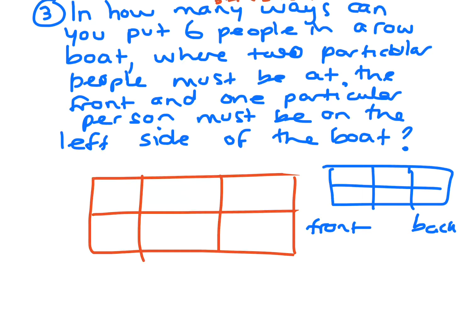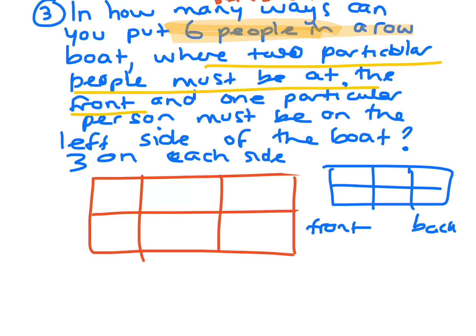So let's look at what the restrictions are, and let's do the restrictions first. So you've got 6 people to put in the rowboat, 3 on each side. That's probably what the question should say, 3 on each side. Now we have a couple of different things. So 2 particular people must be at the front of the boat. So let's take those 2 people, A and B first. So you could have A and B, or you could have B and A. So that's 2 choices for the first person to go on this side, and then 1 on the other. So it's 2 times 1.